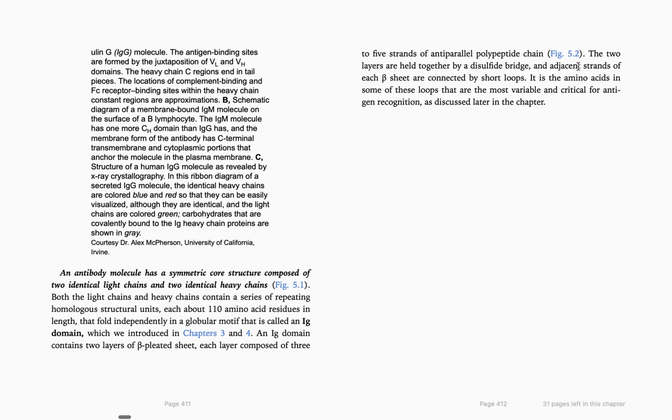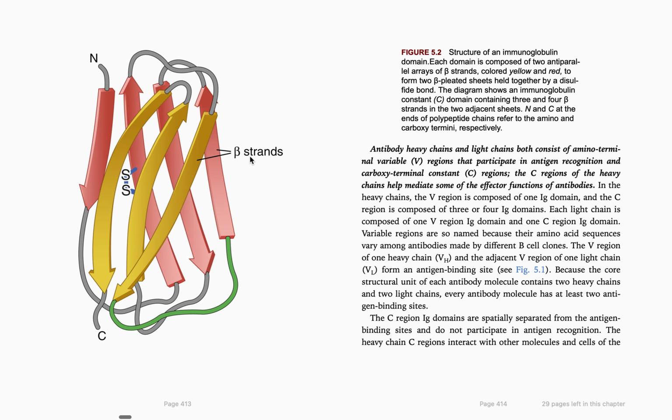You'll see the figure 2.5.2. As we see, these are strands, they look like plates, right? This is the structure of an immunoglobulin domain. Each domain is composed of two antiparallel arrays of beta strands, colored yellow and red. These are yellow and the red one, to form two pleated sheets held together by the disulfide bond. So these are sheets held together by the disulfide bond.